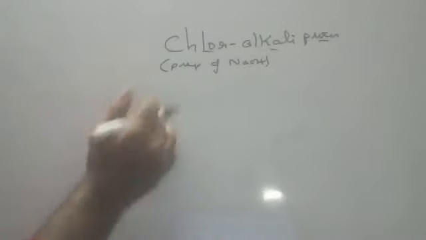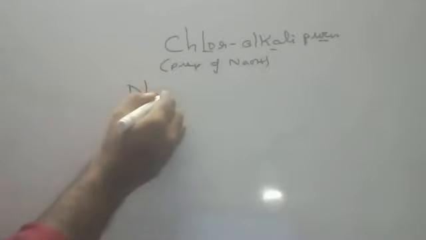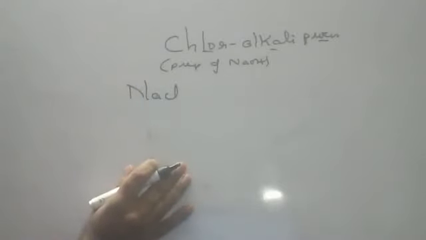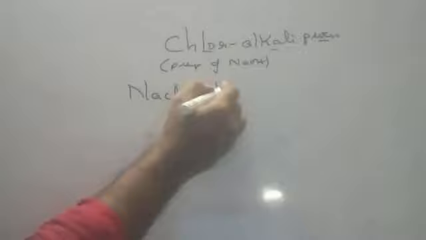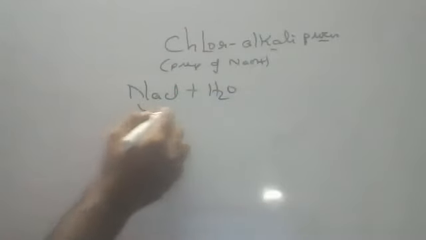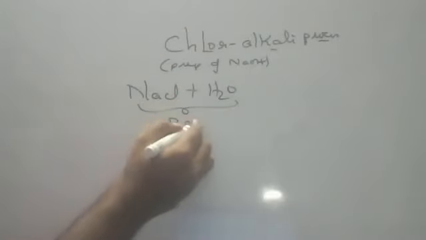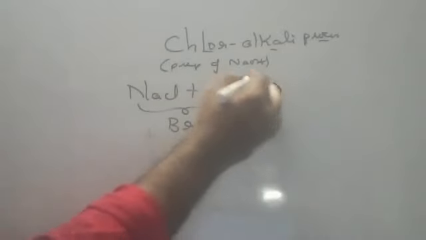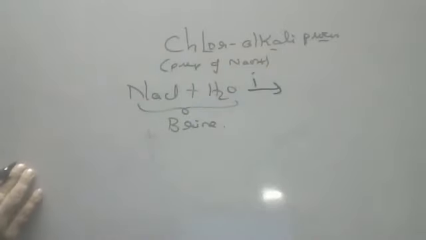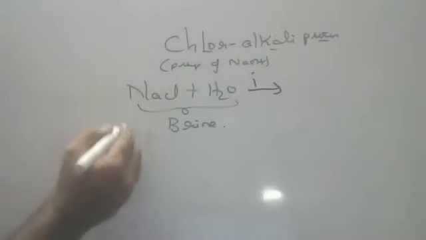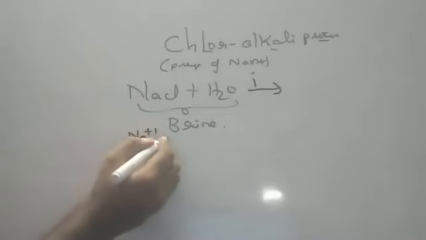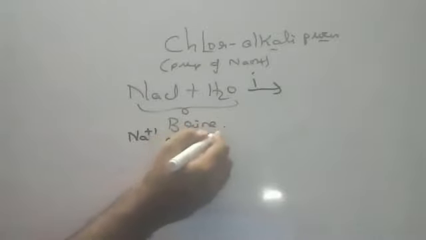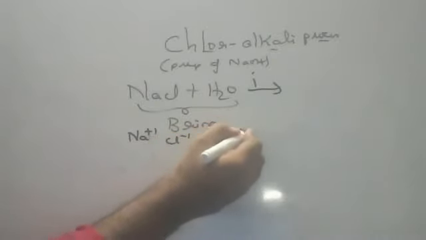Children, listen carefully. NaCl is your common salt. If you add water to the NaCl, you get salt water, which in chemistry is famously called brine. Into this brine, you have to pass current. On passing the current, NaCl breaks up into Na+ and Cl-, and water breaks up into H+ and OH-.